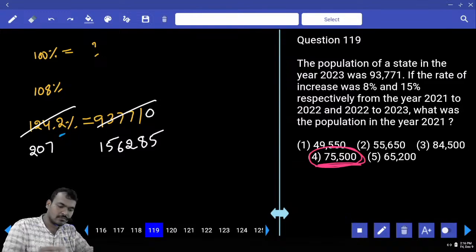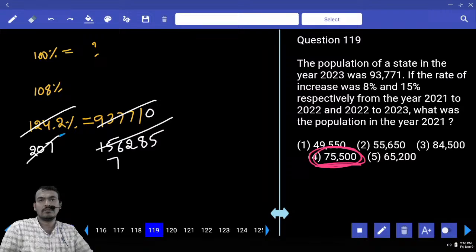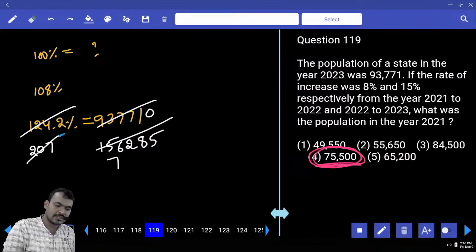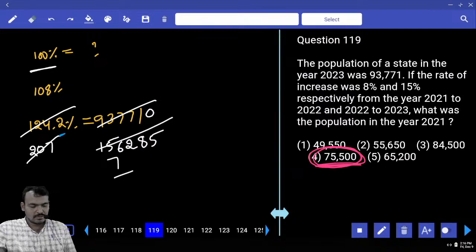207, almost how many times? 7 times, change or not? Means which one is the nearest value? 75 something or not? Because 7 into which one? 100 or not? Means we are getting the first 3 digits as 7 something or not? Okay. Which option? Fourth one. We required which year value? 2021.